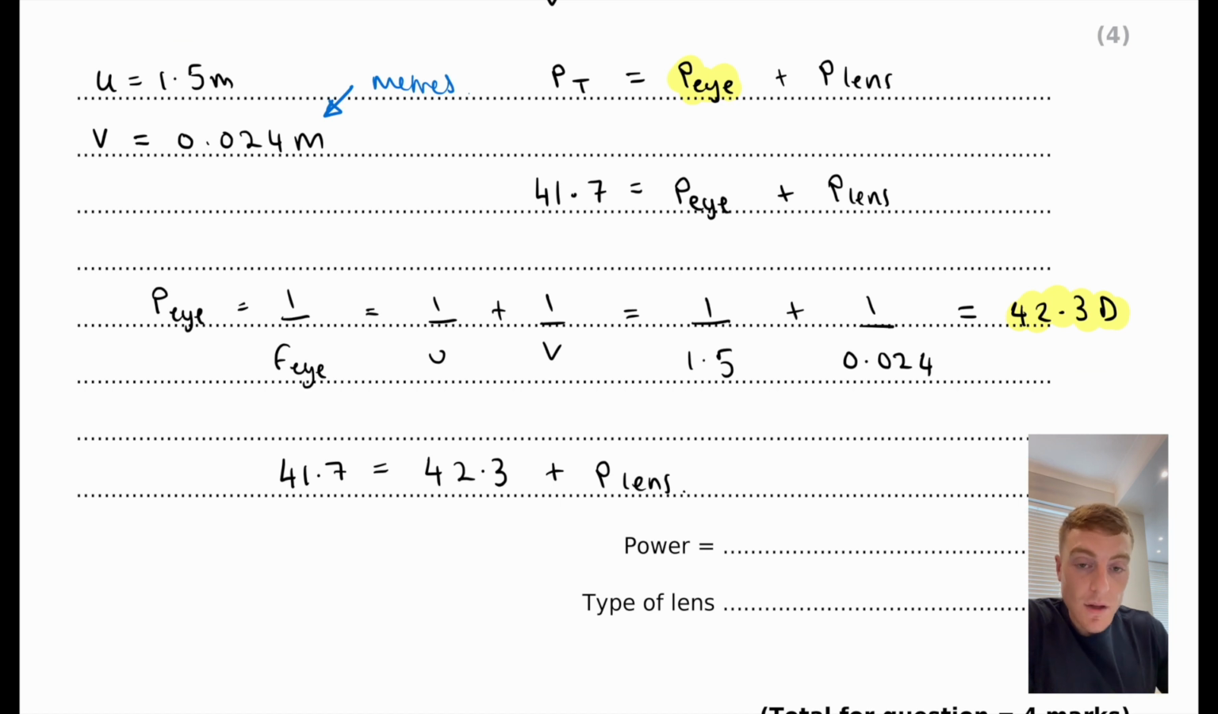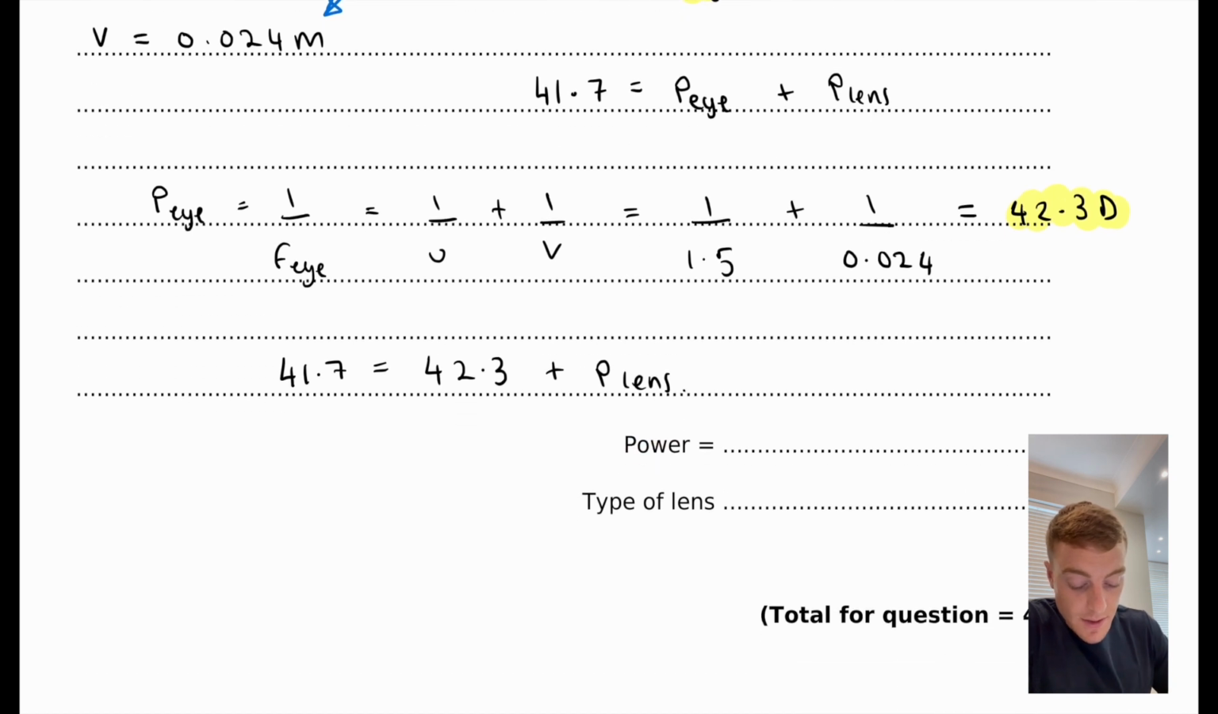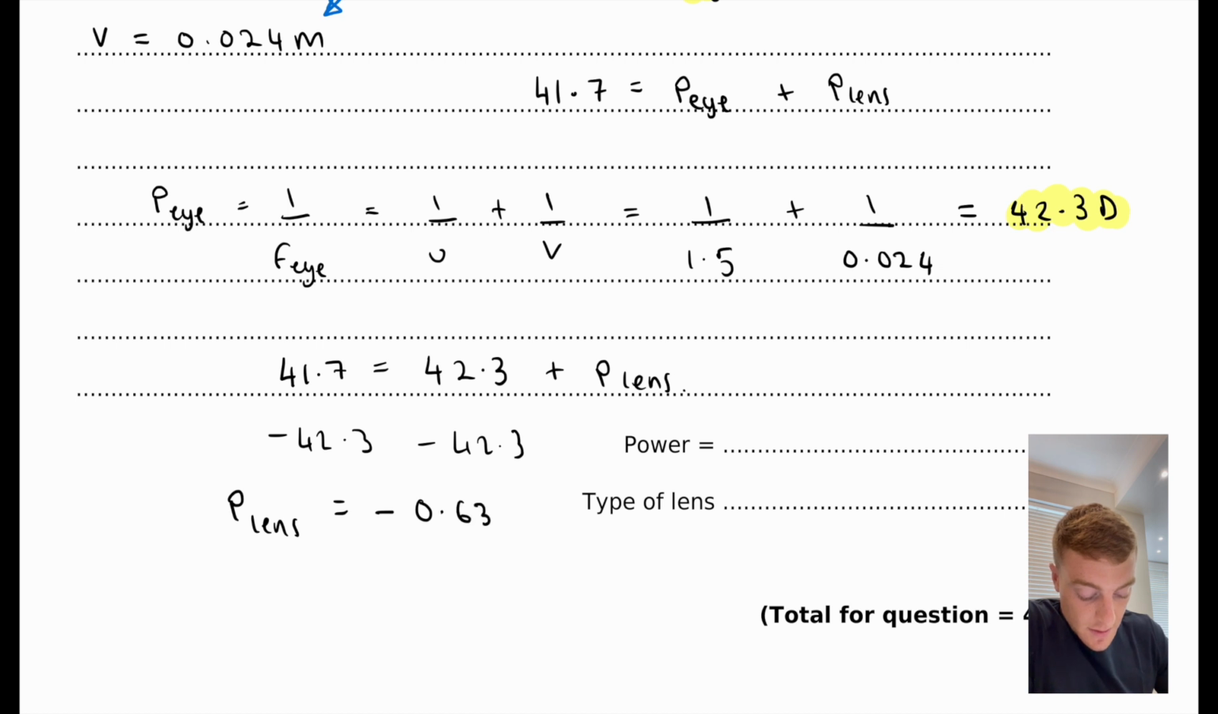Okay, so she's short-sighted, so her eyes are too powerful in order to give the required power that we need. Okay, so we need this lens to offset that. So let's minus 42.3 from both sides. Just rearranging, we get the power of the lens is equal to minus 0.63 diopters. Now this negative is really important. So first of all, our power is minus 0.63 diopters.